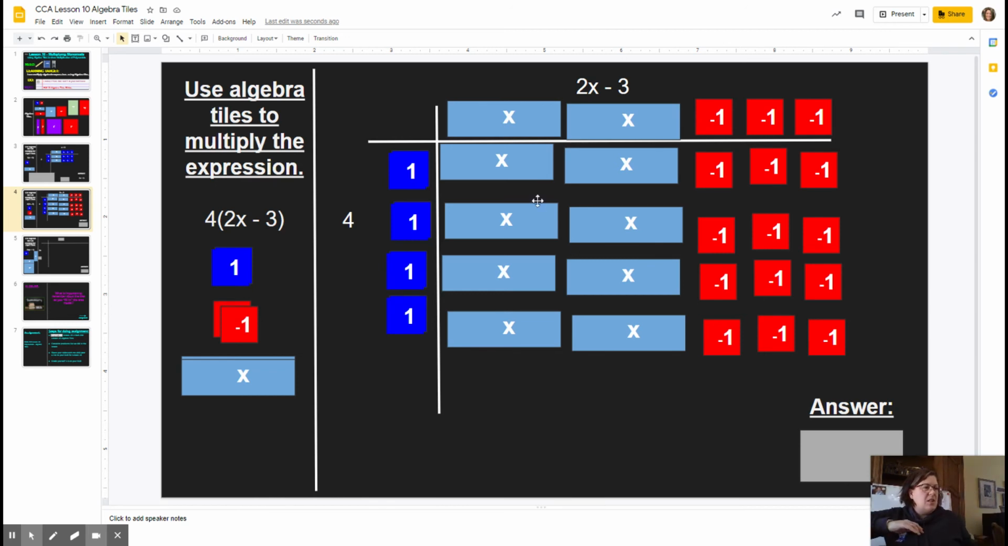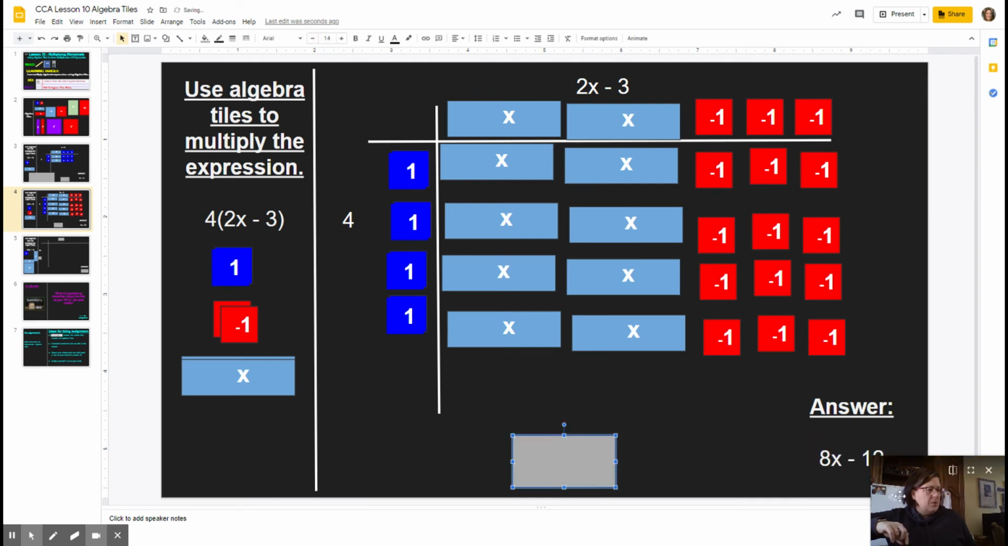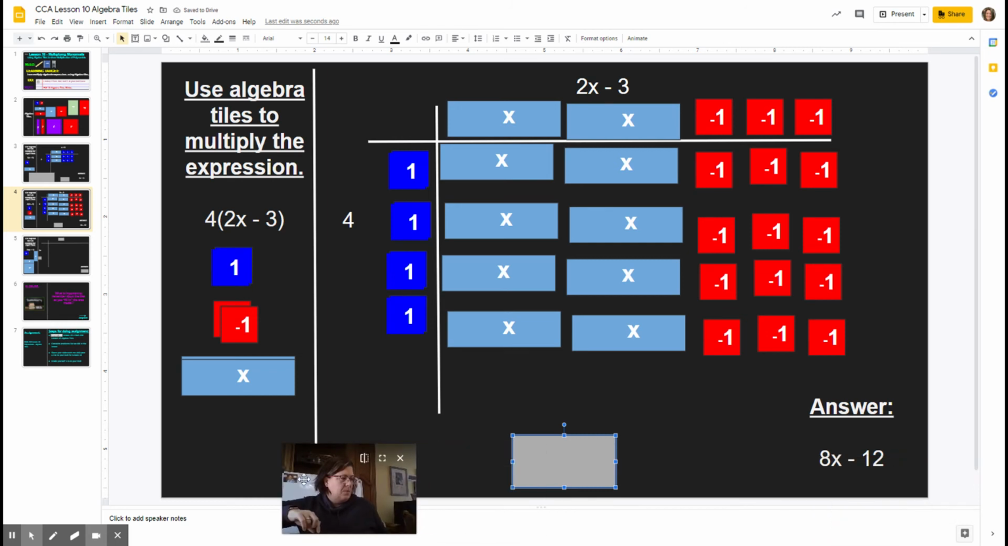So this answer should end up being 2, 4, 6, 8, 8x, and then 3, 6, 9, 12, 3x minus 12. Oops, let me move out of the way. What did I say? I think I said 3x. I meant 8x. 8x minus 12, right? 2, 4, 6, 8. 8x minus 12.